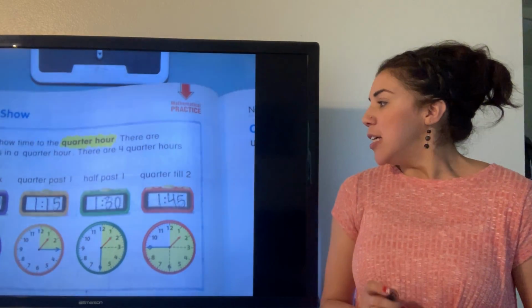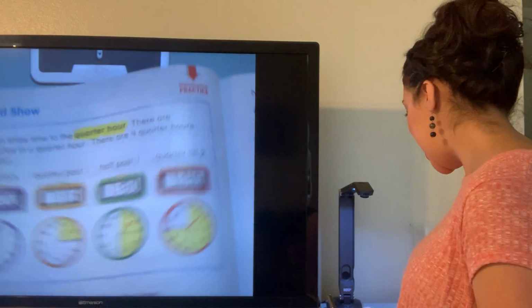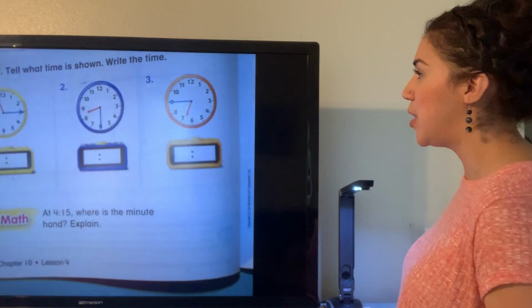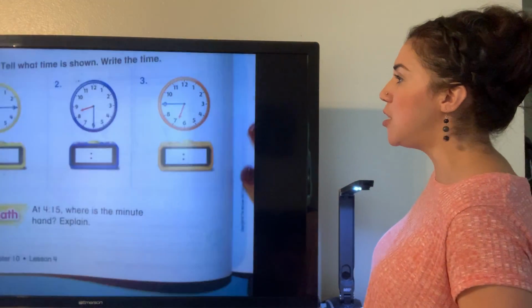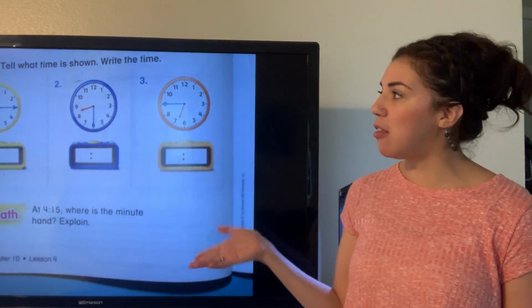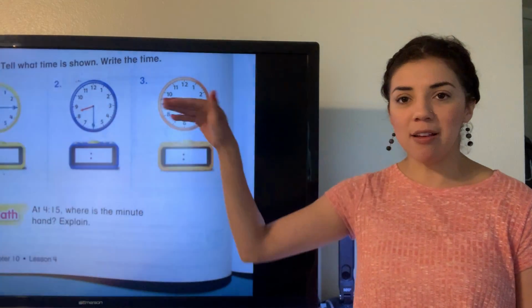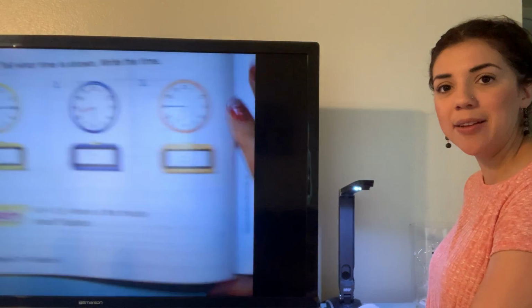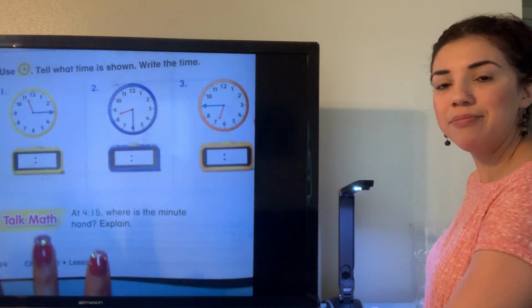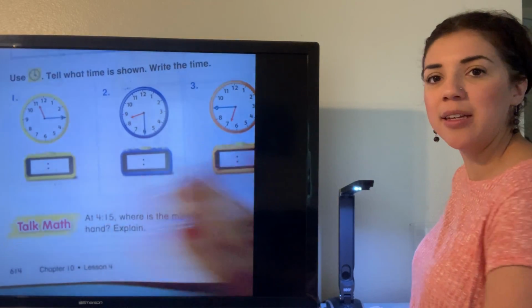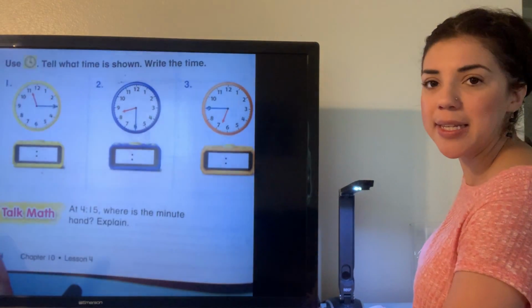Okay. So go ahead and go down to these ones right here. The directions say, use the analog clock, tell what time is shown, write the time. And so the analog clock, can't really see that. Sorry, you guys, it's kind of hard to see today.